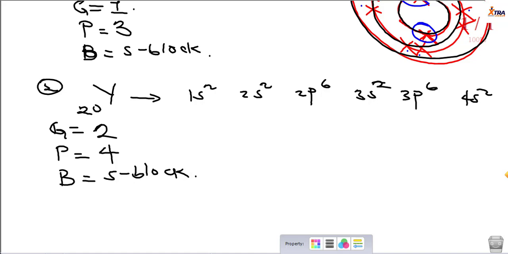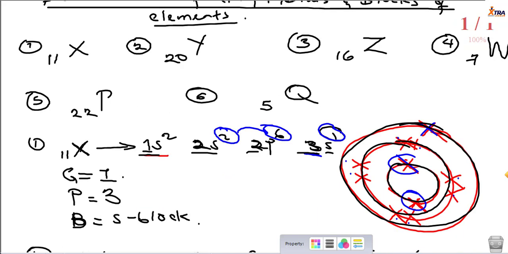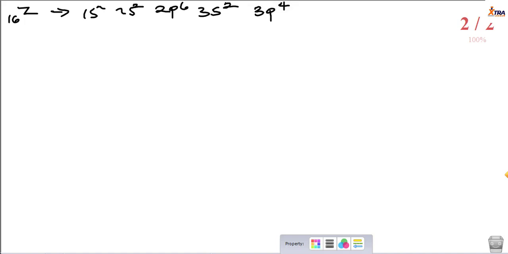Right. What is the third one? The third one is Z. Z has an atomic number of 16. So here we have Z with an atomic number of 16. What is its electronic configuration? 1s2, 2s2, 2p6, 3s2, right? Then this is 3p4. Does that make up to 16? Yes. That's 16.